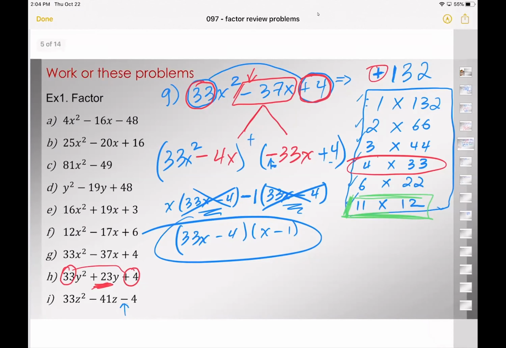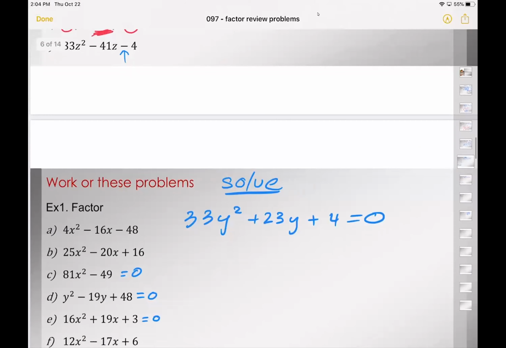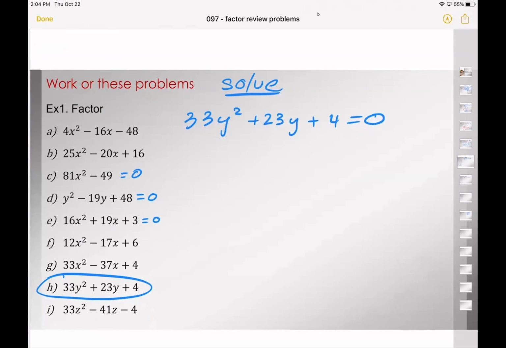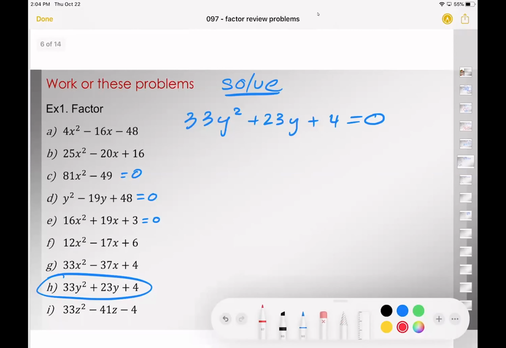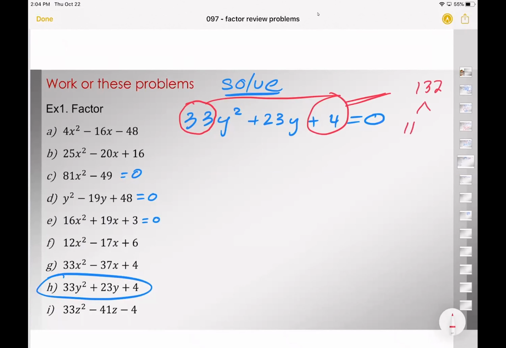So looking at that, ladies and gentlemen, let's take a look at H down here. Even if they ask you to solve, this is what we need to do: we identify this item, right? We did this prior to this problem. We multiply this here, we get 132, and we tell ourselves that 11 times 12 is 132, and 11 plus 12 is 23. Before we can do any solving, we need to factor this out. And to factor this out, the only thing we need to do is rewrite this problem.